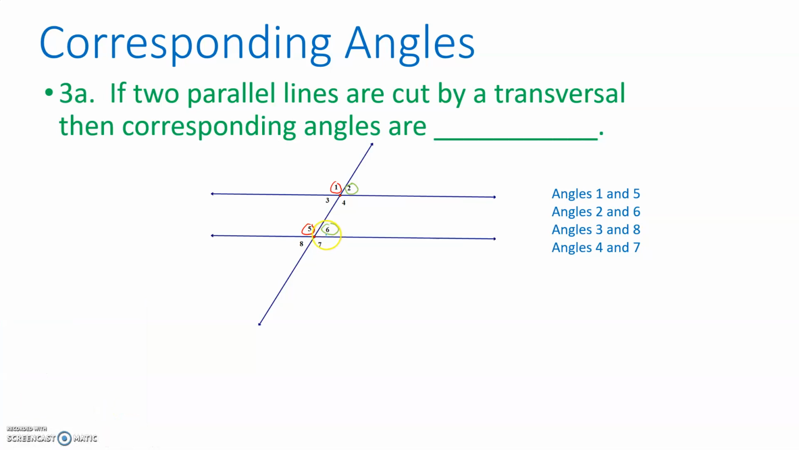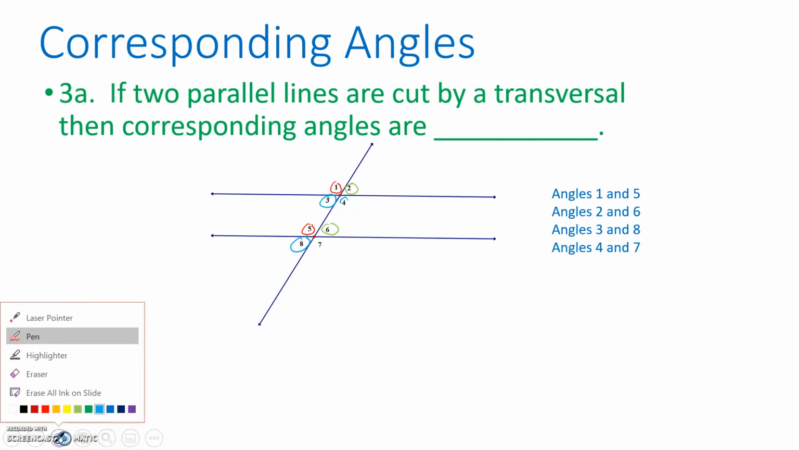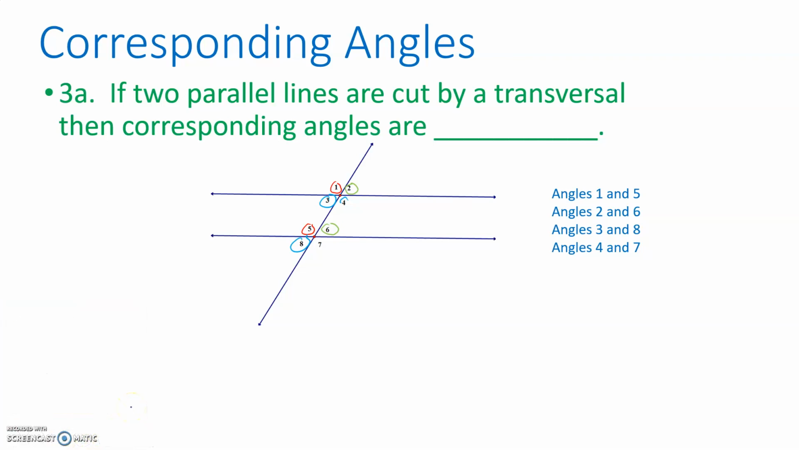And then I'll go to blue. 3 and 8: 3 and 8 are both on the left of the transversal, both below the parallel line. And then let's see if I can get a purple here. 4 and 7: 4 and 7 are both on the right-hand side of the transversal, and they're both below their parallel lines.